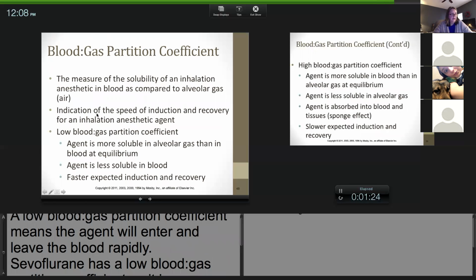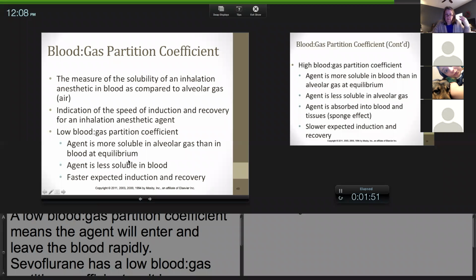The blood gas partition coefficient, I prefer to talk about the blood gas solubility of the agent. And this tells us how fast they will be induced with that agent. And so the agents that have a low blood gas solubility are associated with a quicker induction and a quicker recovery because they are less soluble in the blood.